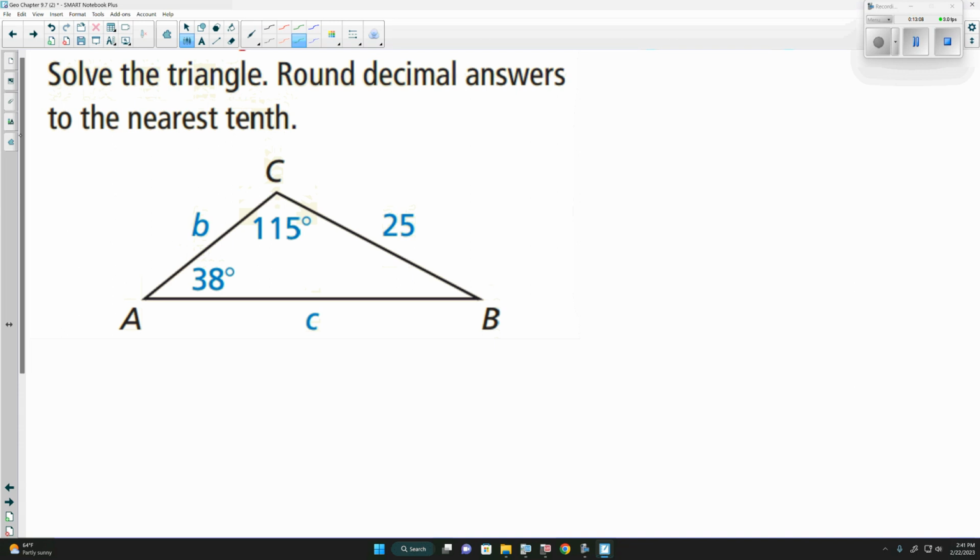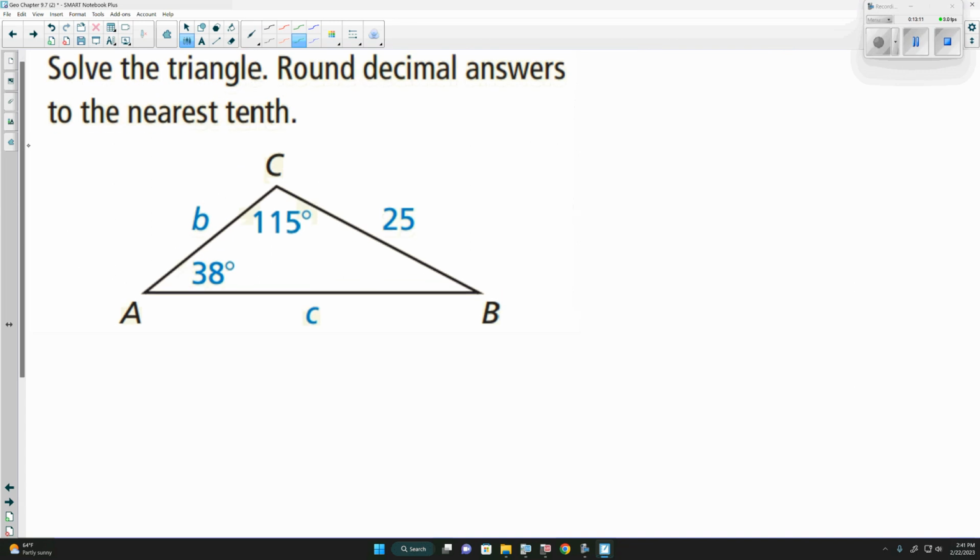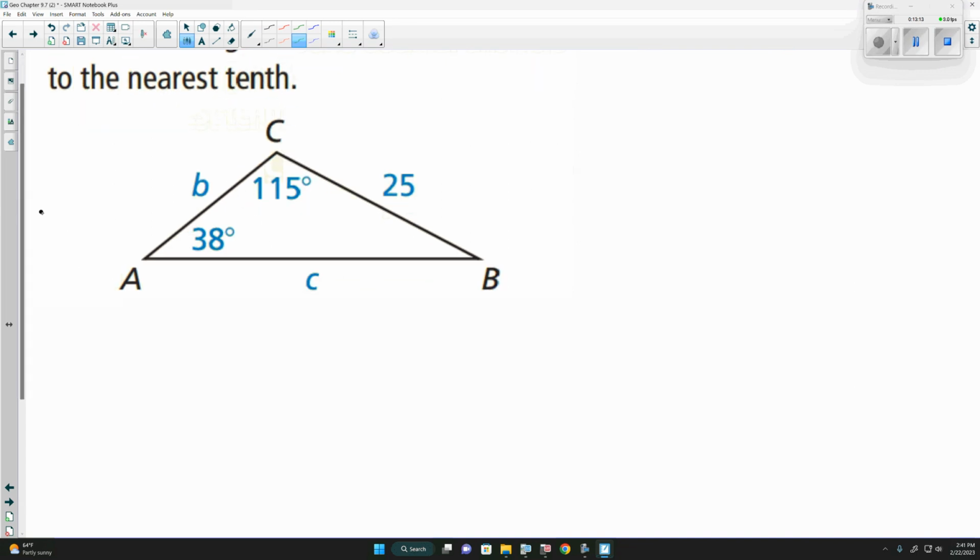Solve the triangle, rounding decimal answers to the nearest tenth. So we'll go with 1 or 2. We need to find the measure of angle B, side length b, and side length c. So these are the three measures we're finding.